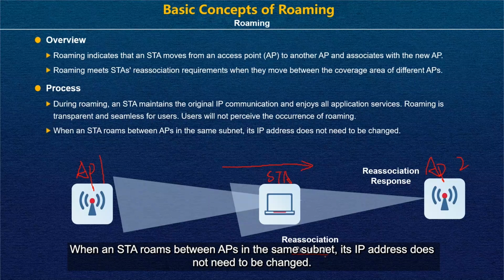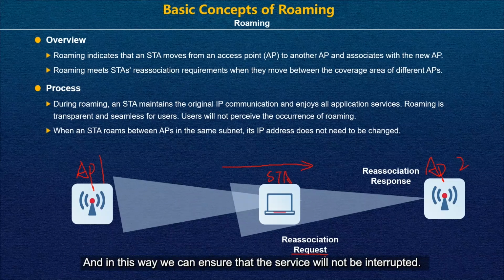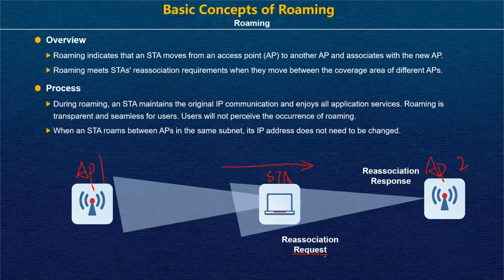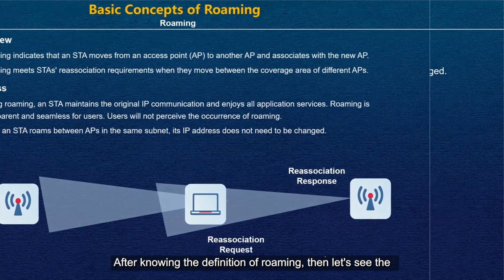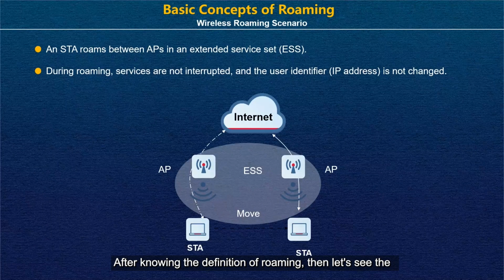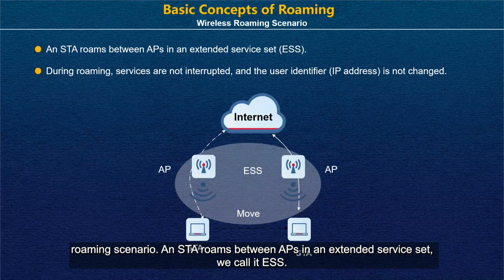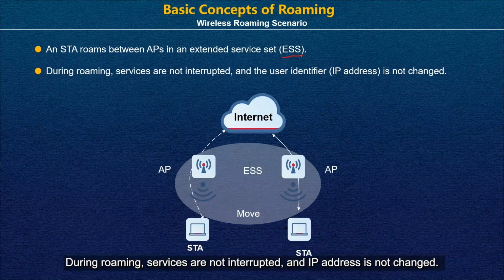When an STA roams between APs in the same subnet, its IP address does not need to be changed. And in this way, we can ensure that the service will not be interrupted. Okay. After knowing the definition of roaming, then let's see the roaming scenario. An STA roams between APs in an extended service set. We call it ESS. During roaming, services are not interrupted and the IP address is not changed.